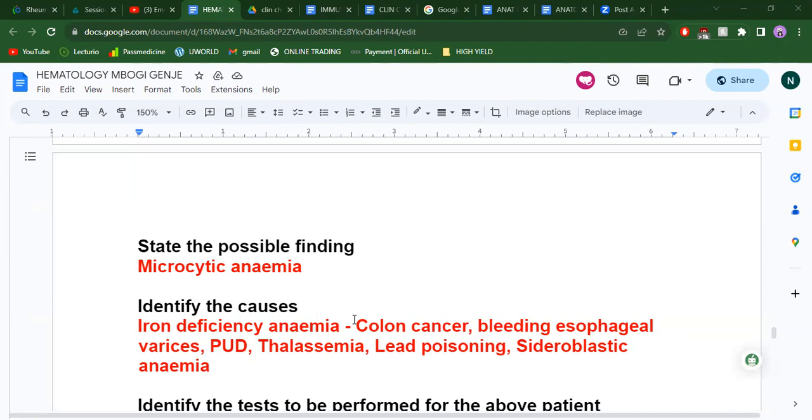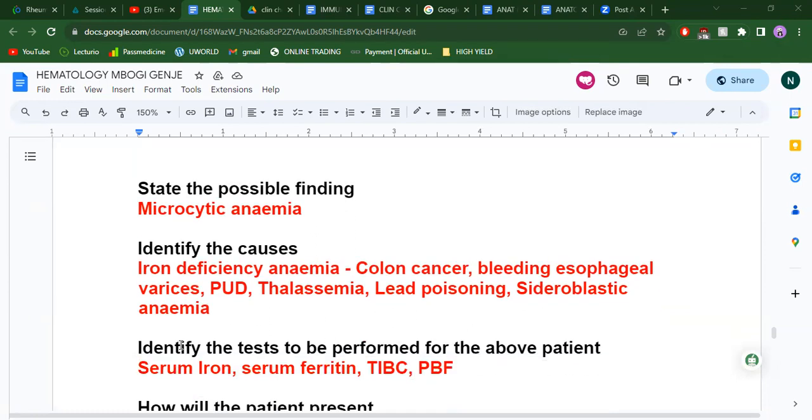Identify the tests to be performed in these patients: serum iron, ferritin, TIBC, PBF. For PBF, it depends, if it's sideroblastic you'll see the sideroblasts. Serum iron decreased, ferritin, the storage form of iron, decreased. TIBC, will the TIBC be increased or decreased?